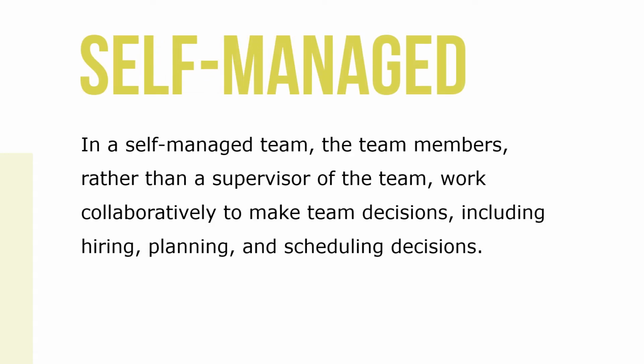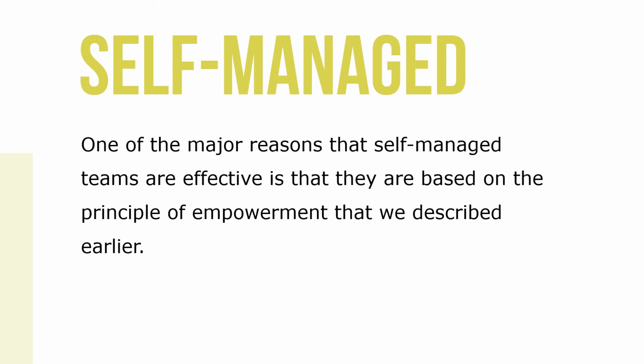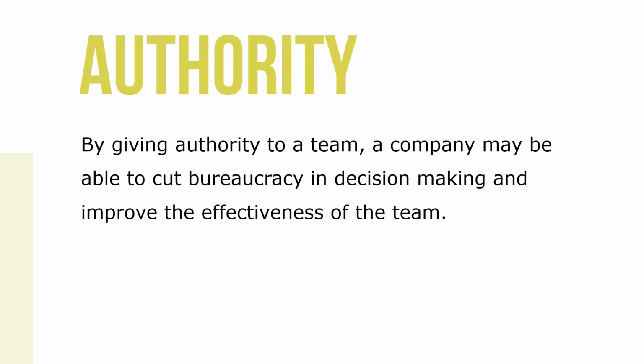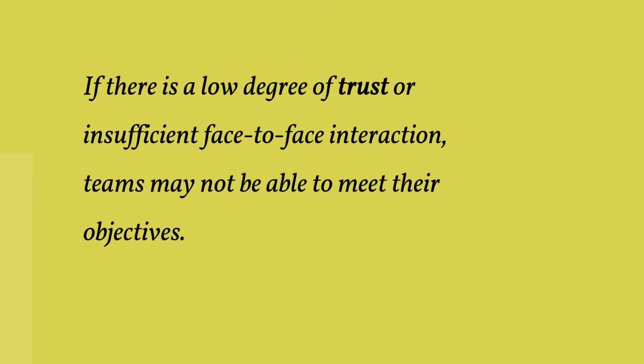In self-managed teams, the team members, rather than a supervisor of the team, work collaboratively to make team decisions, including hiring, planning, and scheduling decisions. One of the major reasons that self-managed teams are effective is that they are based on the principle of empowerment, as we described earlier. Decision-making rests with the team members who, after all, are responsible and accountable for carrying out the team's tasks. By giving authority to a team, a company may be able to cut bureaucracy in decision-making and improve the effectiveness of the team. Of course, there are potential downsides to team-based structures. Teams require high levels of interaction among team members, and their success depends directly on the willingness of team members to share their knowledge and ideas. If there's a low degree of trust or insufficient face-to-face interaction, teams may not be able to meet their objectives.